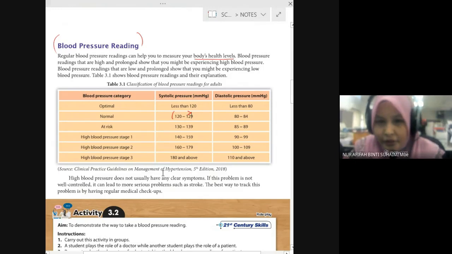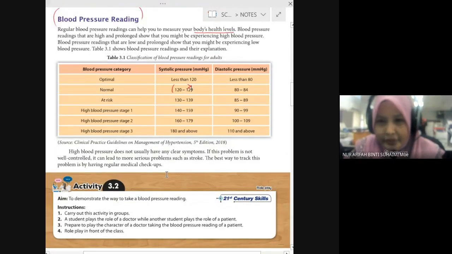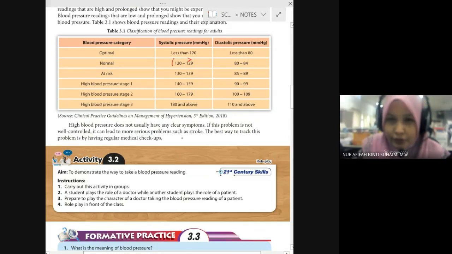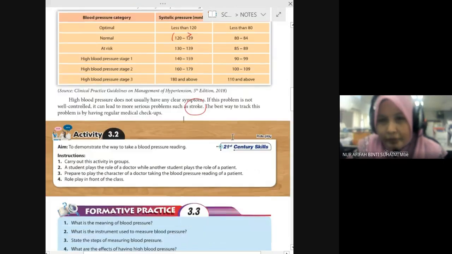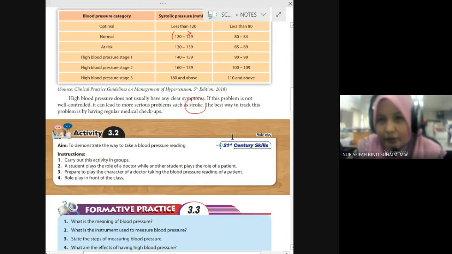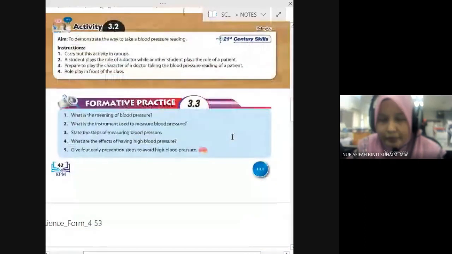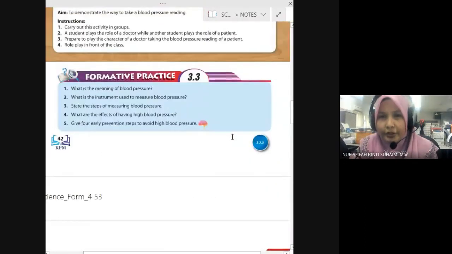High blood pressure does not usually have any clear symptoms. If this problem is not well controlled, it can lead to stroke. It can lead to stroke, which means it may be paralysis, lumpuh, permanent or temporary paralysis. So we need to monitor our blood pressure by having regular medical checkups. That is for 3.3.